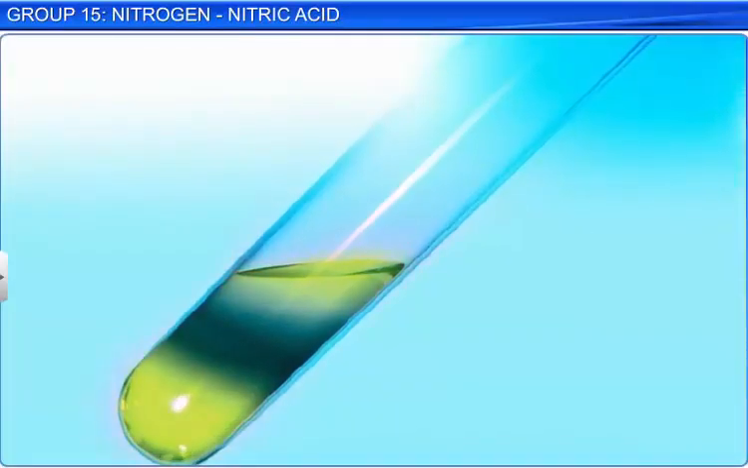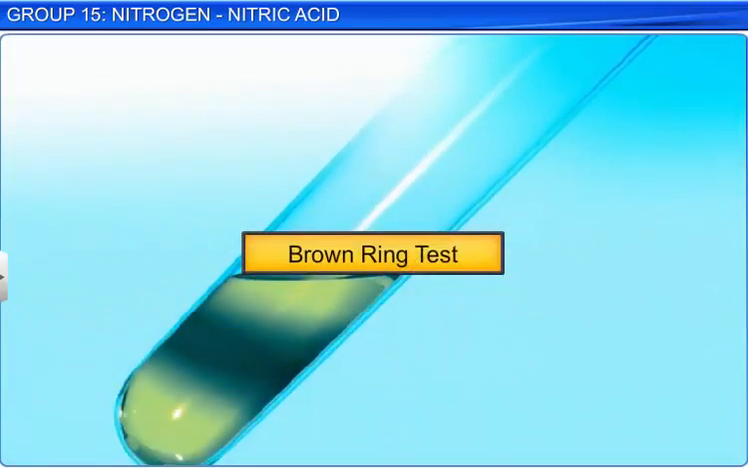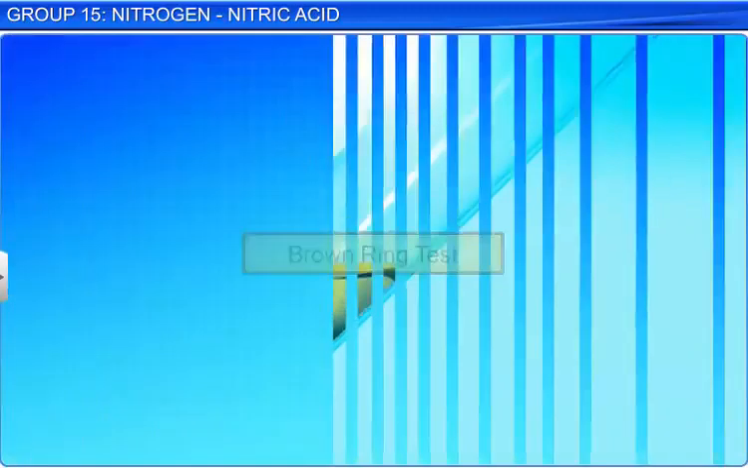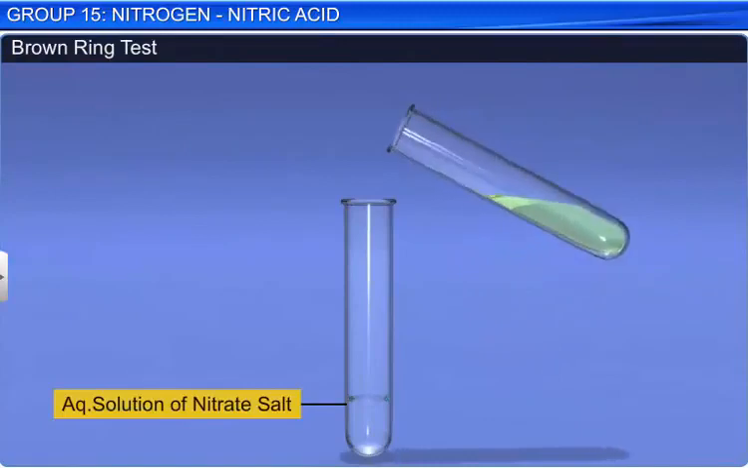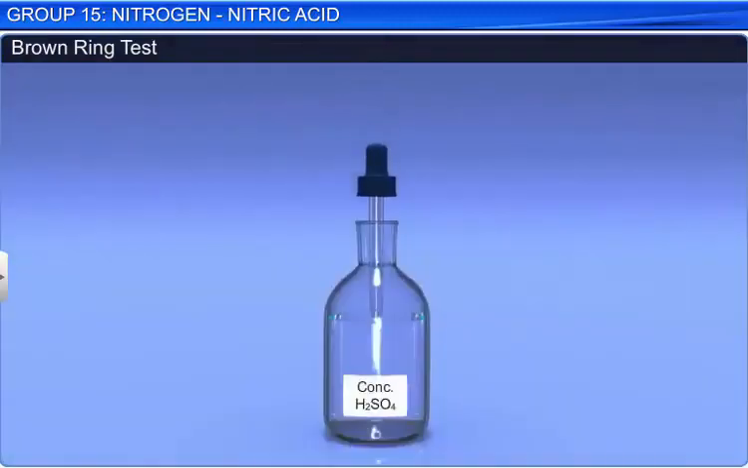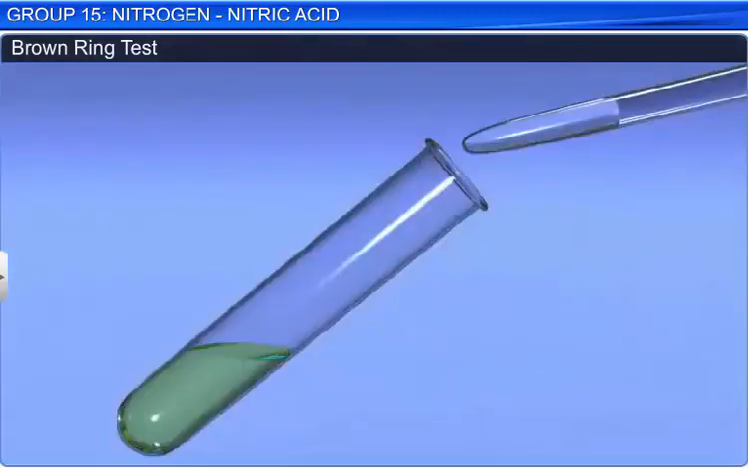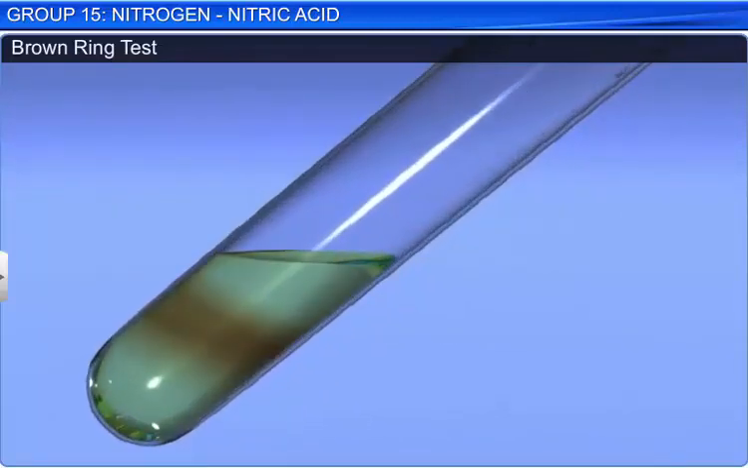Let us now look at the familiar brown ring test. This test confirms the presence of nitrate ions in a given salt. Freshly prepared dilute ferrous sulfate is added to the aqueous solution of a nitrate. The test tube is then slanted slightly and concentrated sulfuric acid is added drop by drop, allowing it to slide along the sides of the test tube.